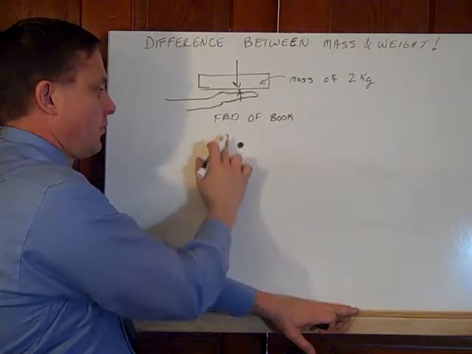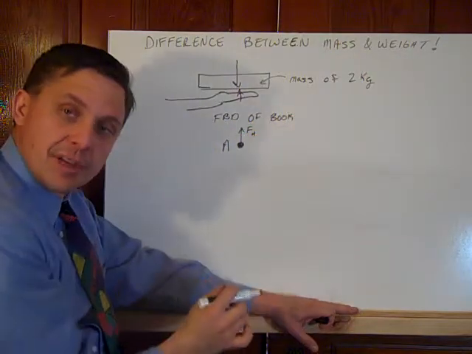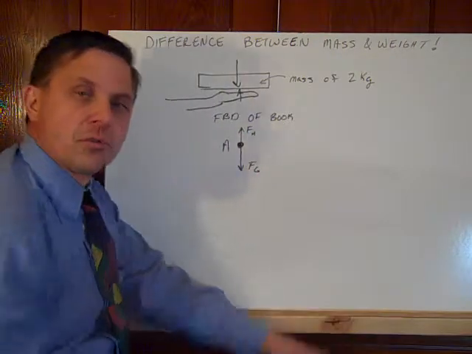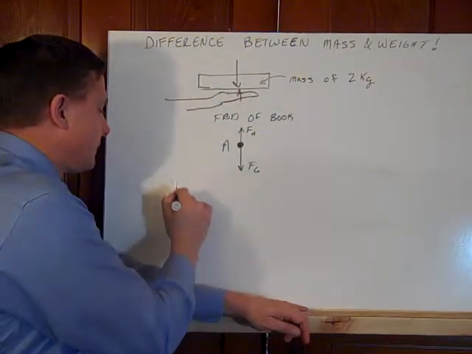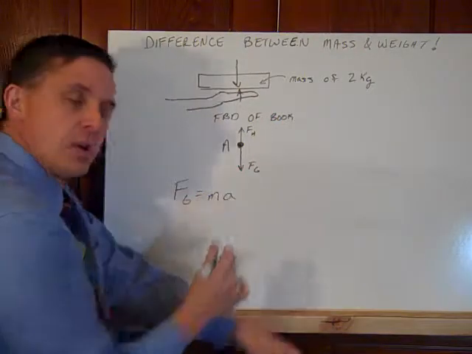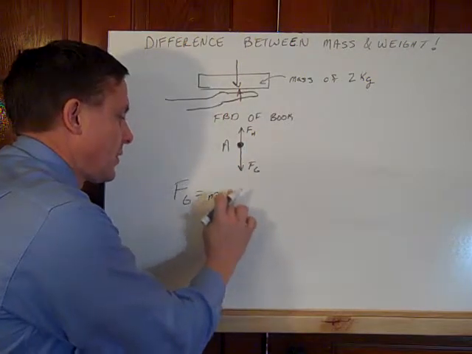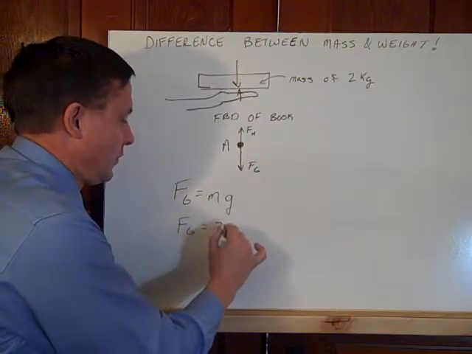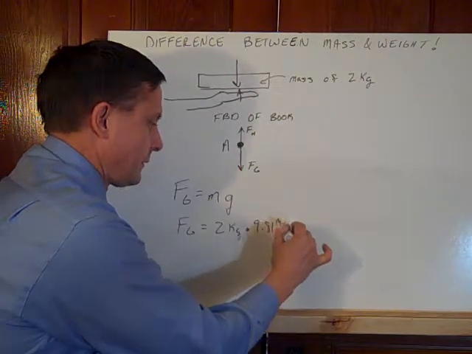So I'm going to name these forces on the object. I have the force of my hand, I'm going to call it F sub H. And I'm going to call the force of gravity F sub G. Again, Newton's second law, force equals ma. Well, F of G is going to be the mass times the acceleration. Well, what's the acceleration on an object on the earth? That is simply gravity. So I will tell you that F of G is 2 kilograms times 9.81 meters per second squared.